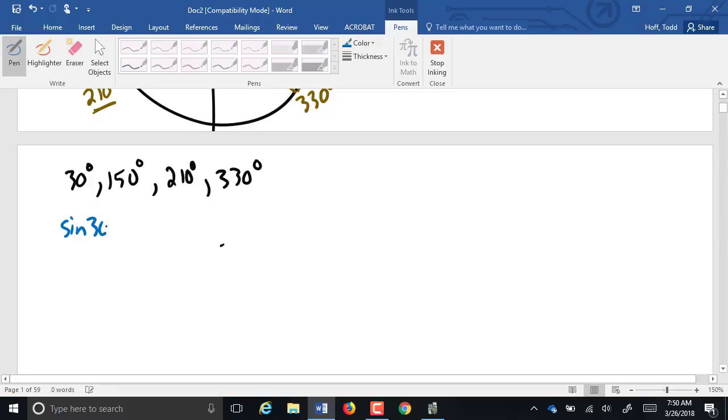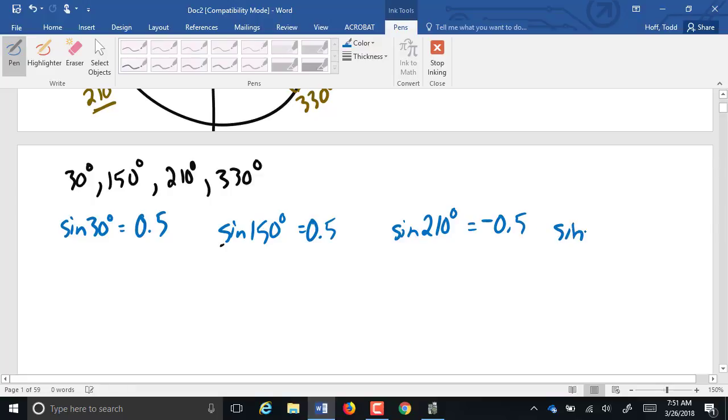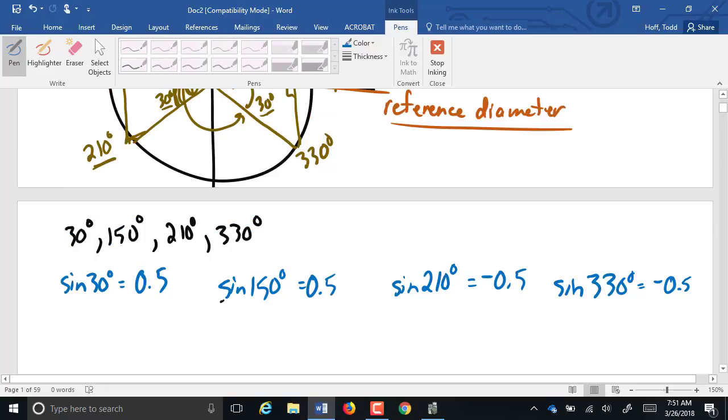Now we've already said the sine of 30 degrees is 0.5. The sine of 150 degrees we found a little bit ago to be 0.5. Sine of 210 degrees, negative 0.5. Very good. Sine of 330 degrees, negative 0.5. So it's the same length, it's just these two are below the axis, so they're in the negative range.